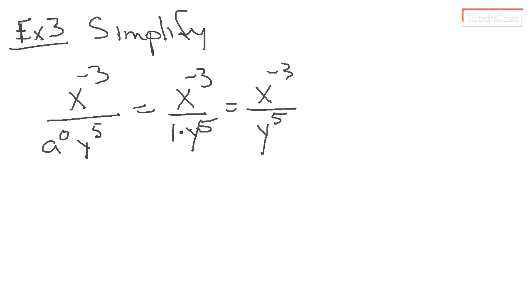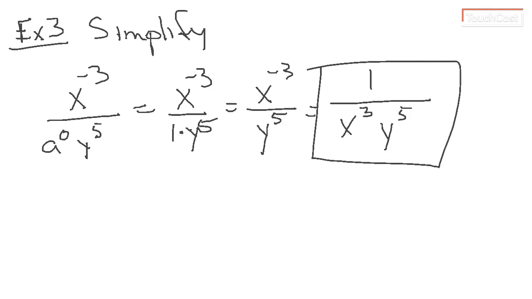So what we're going to do is rewrite this as 1 over, and we're going to bring the x down into the denominator with the y. And then we can make that negative 3 a positive 3, and we can leave the y to the 5th where it is because it had no negative exponents and it was not raised to a 0. So that means our final answer is what we have right here. 1 over x to the 3rd, y to the 5th.